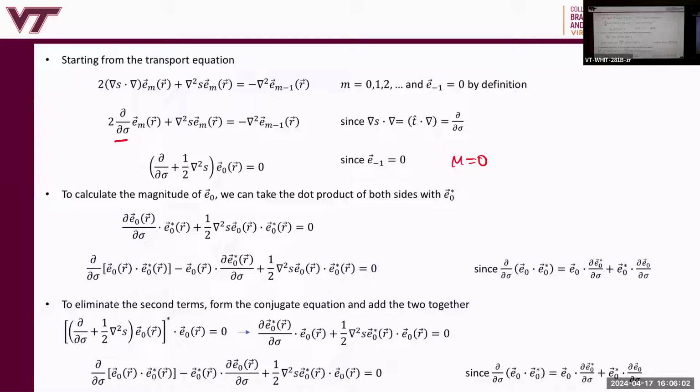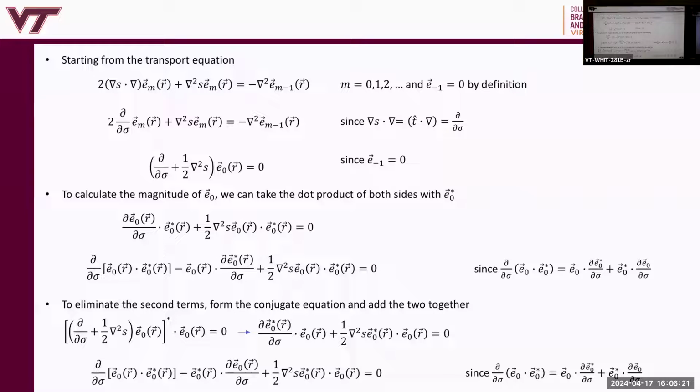And therefore, e to the minus 1 is equal to 0. That means the whole right-hand side is equal to 0 because we're only considering m equal to 0. And we end up with this expression here. This is the expression in your book. All right.